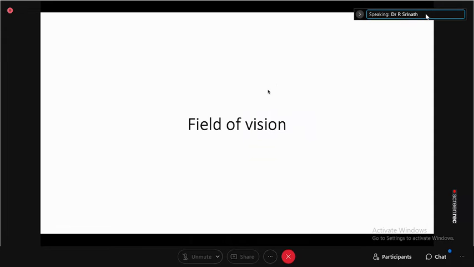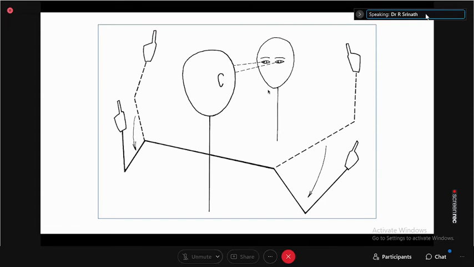Coming to the field of vision, we all know that the ideal way of checking field of vision is perimetry, which is done by an ophthalmological center. But at the bedside, we do field of vision. In this, the individual is seated on a stool at the same height, at the same level, at a distance of 1 meter from the clinician.